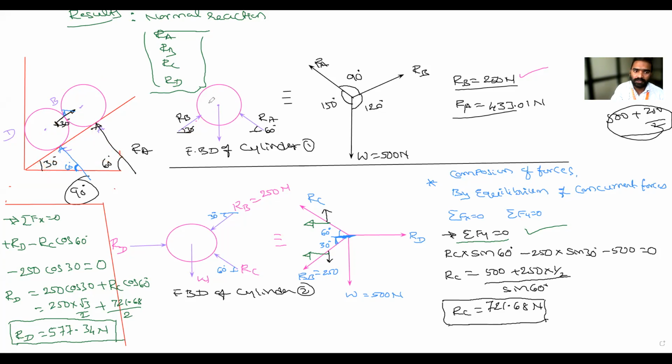So I will draw the free body diagram first. This is RA, this is RB, this is the weight of the cylinder. RA makes an angle of 60 degrees, RB makes an angle of 30 degrees. I will redraw this one. So this is how you will find out by applying Lami's theorem. Is it clear? How did 150 come, how did 120 come? Is it clear to everyone?